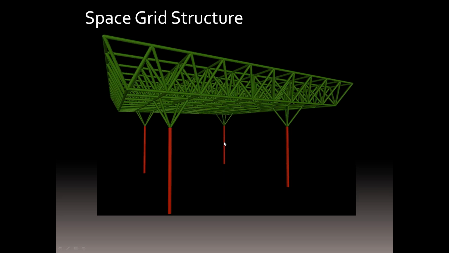So our structure for this presentation will have a space grid structure like the one you can see in the image. We will have a tetrahedron space grid. We can also see some columns, some vertical supports, and some elements making the connection between the head of the columns and the principal structure, the mesh.